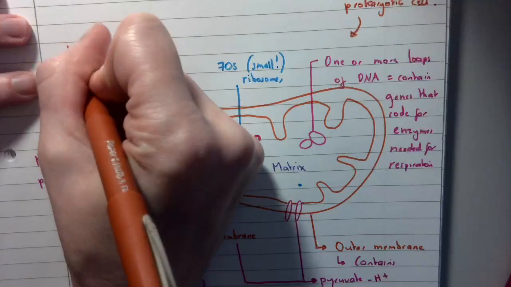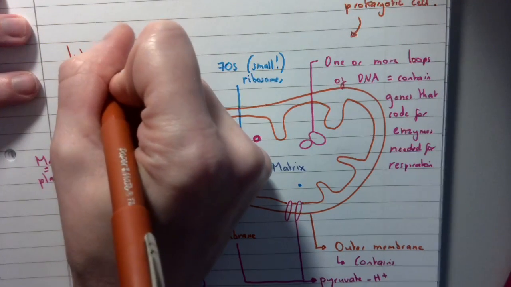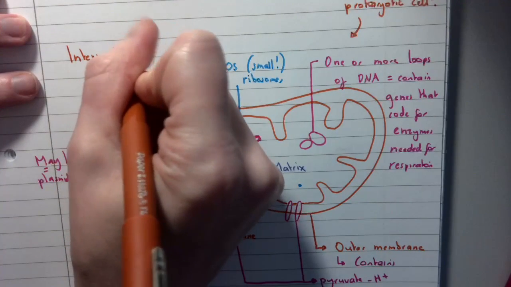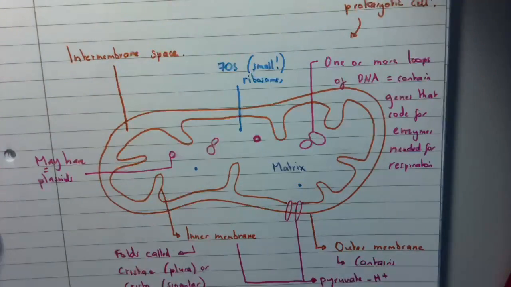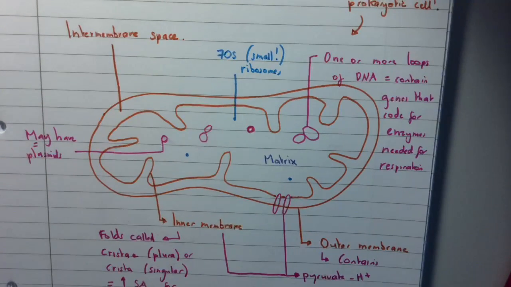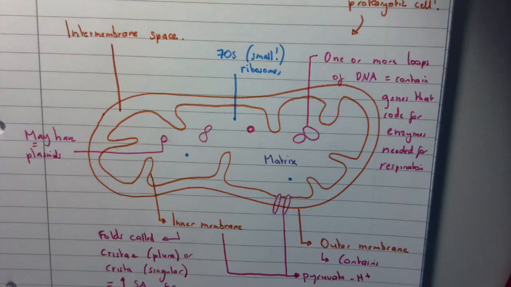So this is the intermembrane space there. And I feel like that's probably enough for the structure of mitochondria.